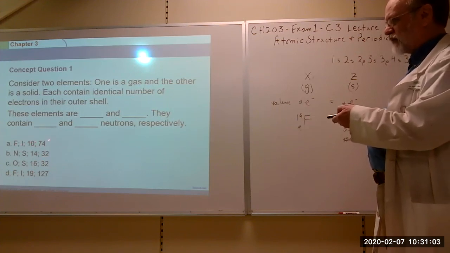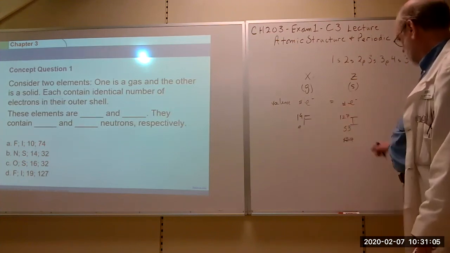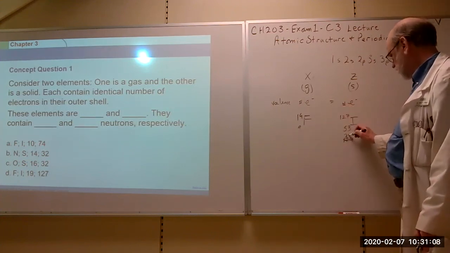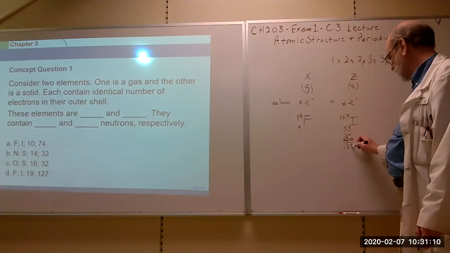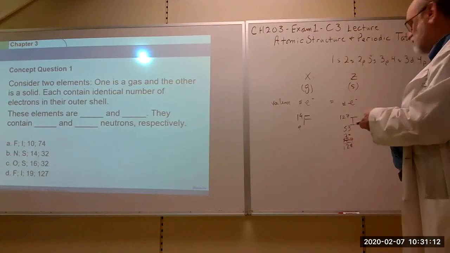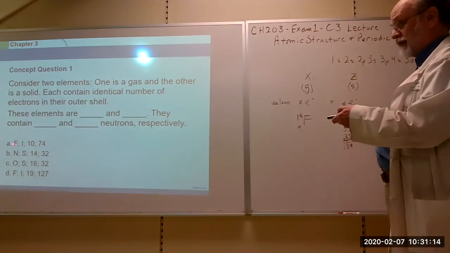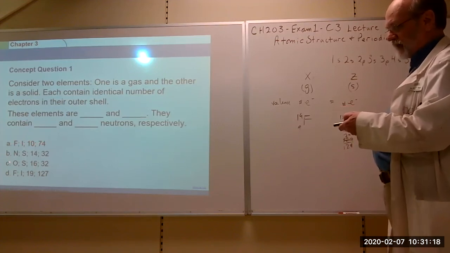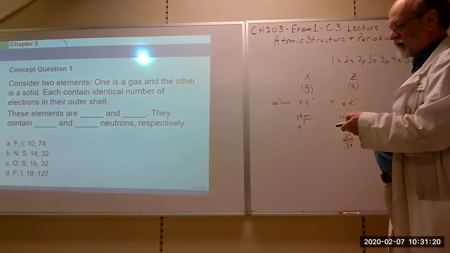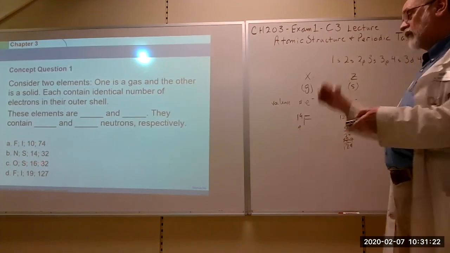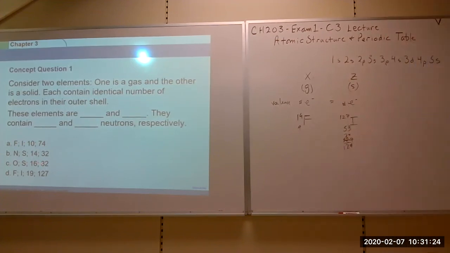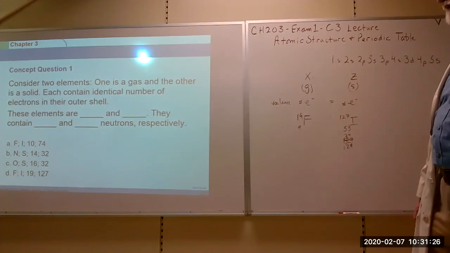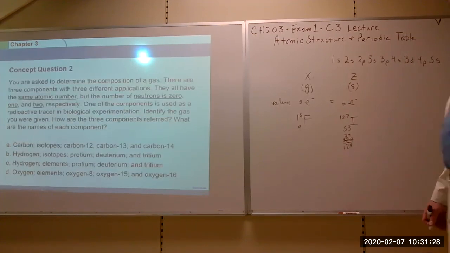So how about the number of neutrons here? 74. 127 minus 53 would be 74. That's true. So that's a right answer, 74 neutrons. Sulfur, well, we don't have any other choice. We got the right answer, so we don't have to look any further, do we? So it's that one.